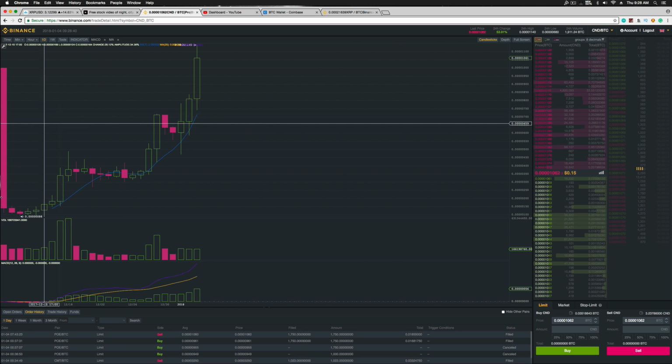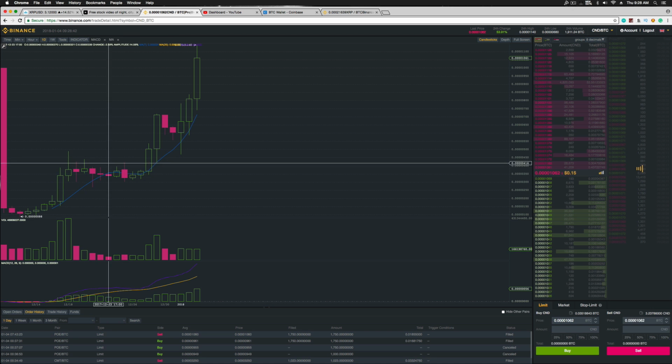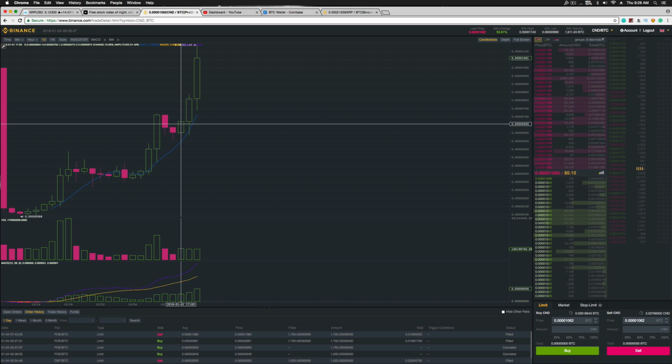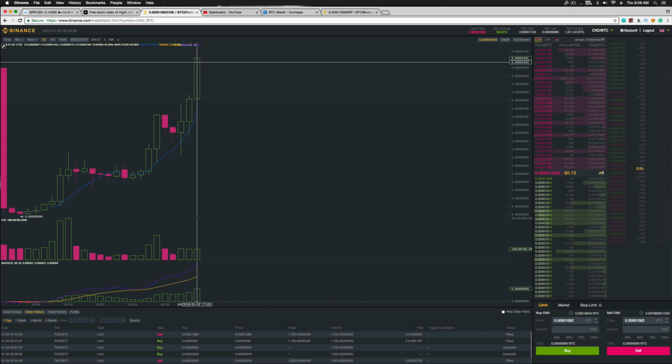Same thing on CND. First green candle, make a new high right here. Boom, breaks out, pulls back, does another bull flag, breaks out, you buy in here, you sell. Boom. Very easy, guys. It's very simple.